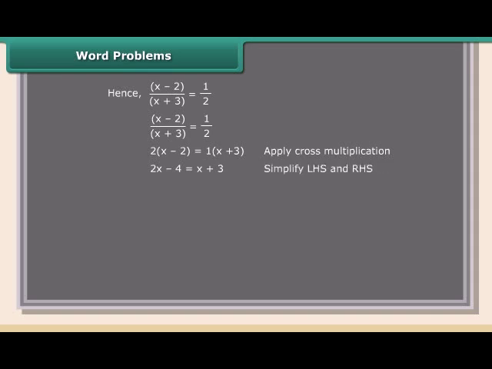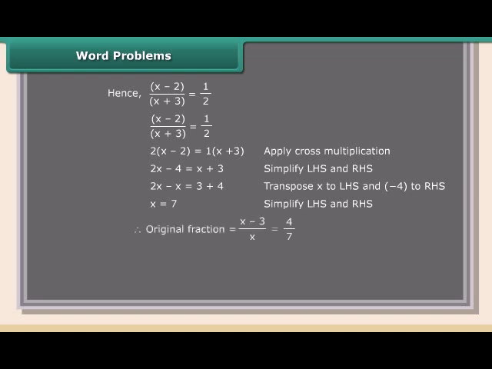Simplify LHS and RHS. 2x minus x is equal to 3 plus 4. Transpose x to LHS and minus 4 to RHS. X is equal to 7. Simplify LHS and RHS. Original fraction is equal to x minus 3 upon x, which is equal to 4 upon 7.